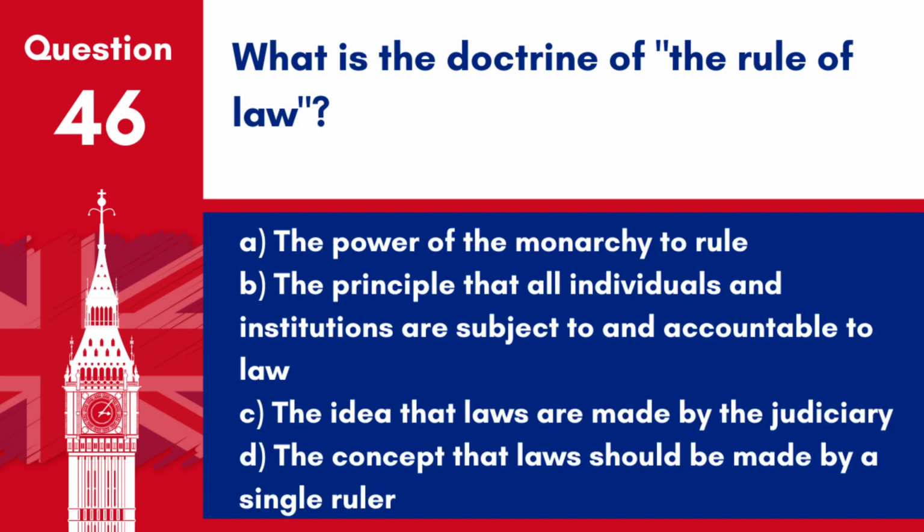Question 46. What is the doctrine of the rule of law? A. The power of the monarchy to rule. B. The principle that all individuals and institutions are subject to and accountable to law. C. The idea that laws are made by the judiciary. D. The concept that laws should be made by a single ruler.